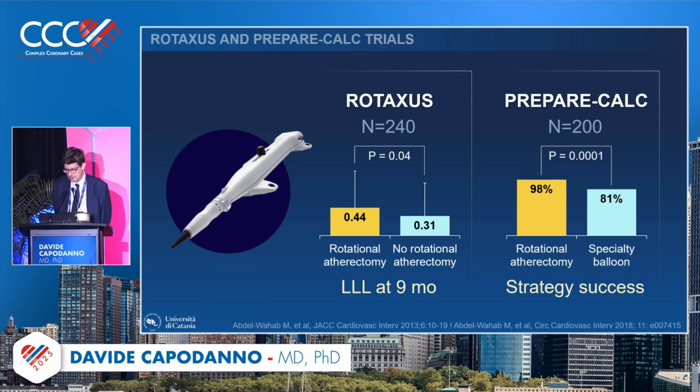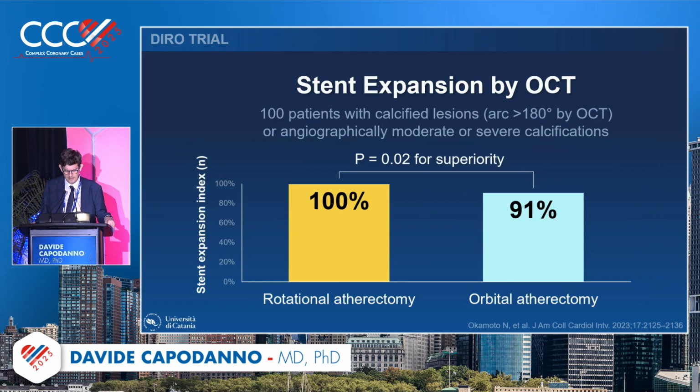There are some trials of the Rotablator. I think the two most relevant are ROTAXUS and PREPARE-CALC. ROTAXUS had the primary endpoint of late luminal loss at 9 months, and it was better with the Rotablator as compared with no use of rotational atherectomy. In PREPARE-CALC, one of the co-primary endpoints was strategy success, which was better with rotational atherectomy as compared with specialty balloons. So there are some data that back up the use of rotational atherectomy, although of course these are small studies.